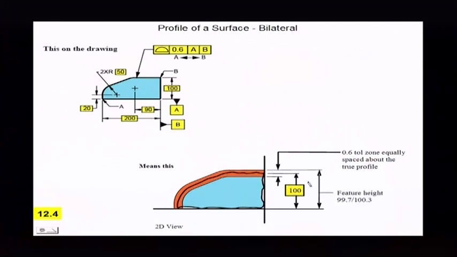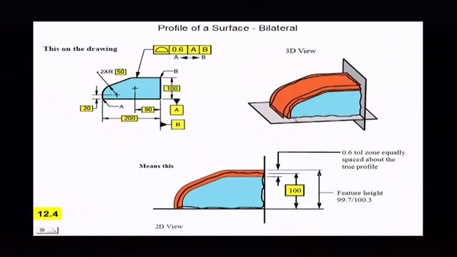So what would this read? This here would read then it's 100 millimeters, and it's +3 and it's -3, measured from the datum reference frame, of course, and that's a total of 6. And you have a 3D view. This is what your tolerance zone would look like.